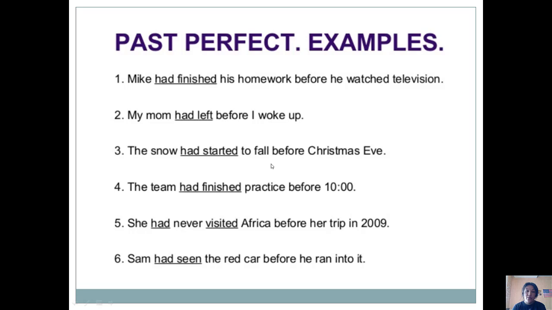The snow had started to fall before Christmas Eve. Again, here before and Christmas is an exact time. It's not an action, but it is an exact time. The team had finished practice before 10. Again, an exact time. She had never visited Africa before her trip in 2009. Again, we're showing the exact, specific time. Sam had seen the red car before he ran into it. And here two actions in the past. And this one goes first.